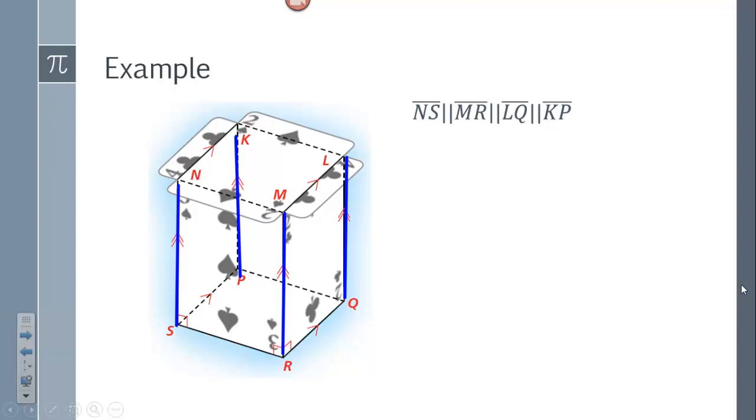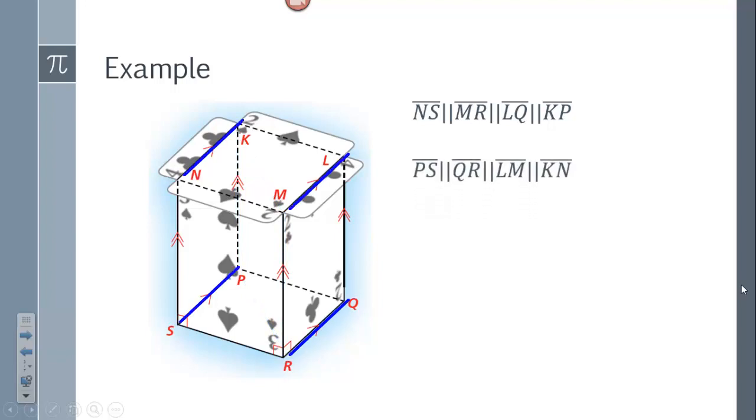Now note that even though KP and MR don't actually lie on the same plane, like they don't lie on the same card or anything, if you can visualize kind of drawing a plane diagonal through this rectangular house, we could create a plane that both KP and MR are on. So it is okay that we're saying that those are parallel as well. Then we have another set of 4 segments that are also parallel. PS, QR, LM, and KN.